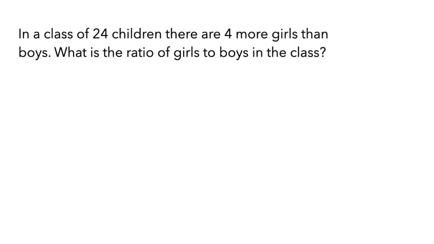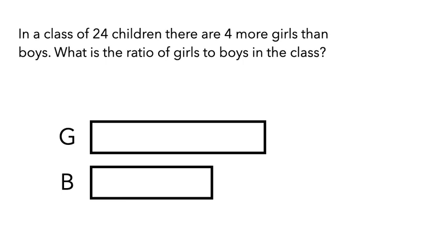In a class of 24 children, there are 4 more girls than boys. What is the ratio of girls to boys in the class? So this one is slightly different, and it's similar to a few questions you might have had just with addition and subtraction, but it's also added in this ratio part to it. So let's have a look at it with the bars and see if we can make sense of these numbers.